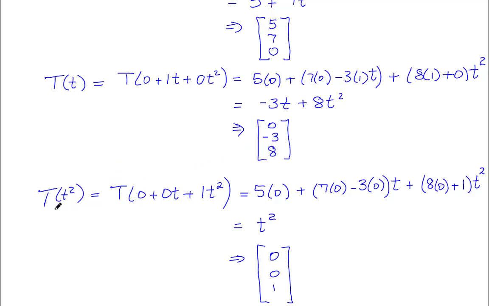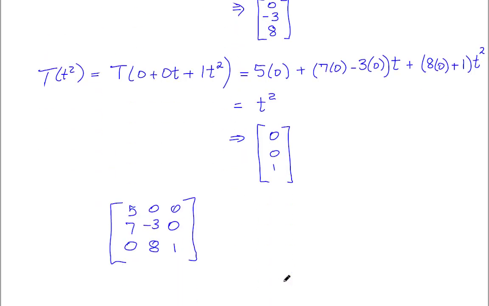What about T of t squared? Well, then that's 0 plus 0t plus 1t squared. So again, tracing out each of the pieces and what happens, that goes to 0, 0, 1. So putting all that together, we get the matrix for that particular transformation, and it's just what it does to the standard basis.